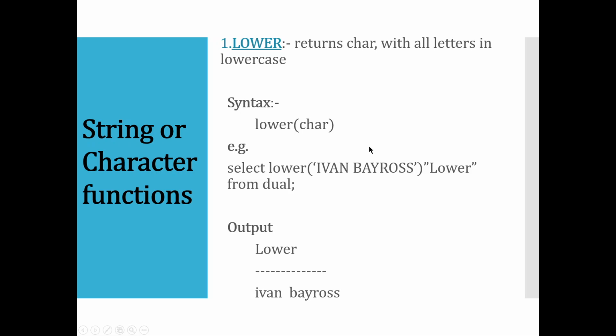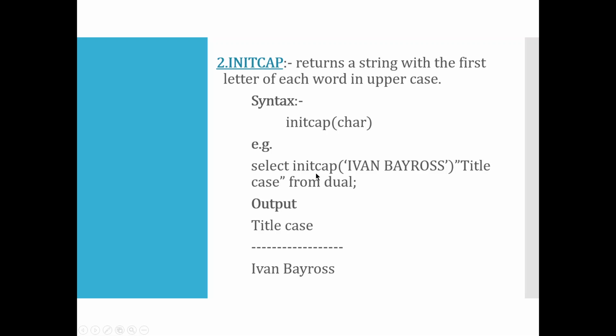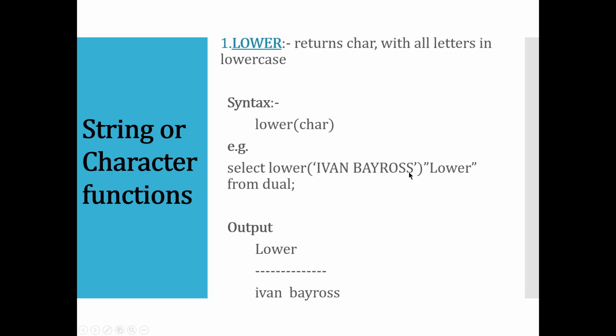It converts the given characters into lowercase, lower alphabetical order. So select lower, you can see lower, Ivan Barros, new name as lower from dual. Here dual is the default table of Oracle. We will see what dual is in Apex when I switch over to Apex after some time. But remember this, dual is the default table of Oracle. So I have select lower Ivan Barros from dual.